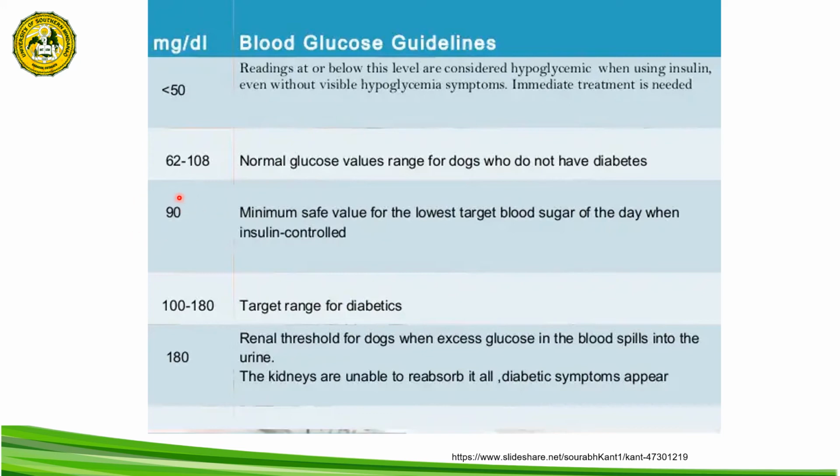At this particular blood glucose level, 90, this is a minimum safe value for the lowest target blood sugar of the day when insulin is controlled. 62 to 108 milligram per deciliter is a normal glucose value range for dogs who do not have diabetes. 100 to 180 milligram per deciliter is a target range for diabetics, and 180 is the renal threshold for dogs, when excess glucose in the blood spills into the urine.